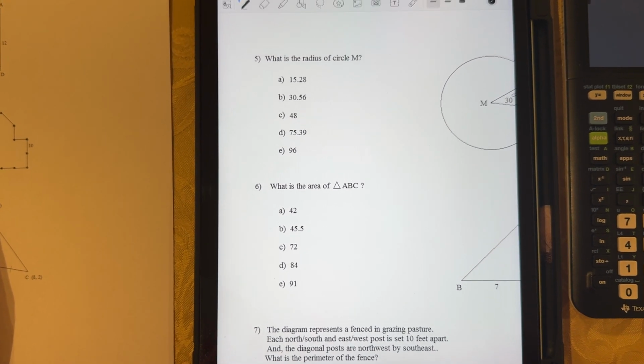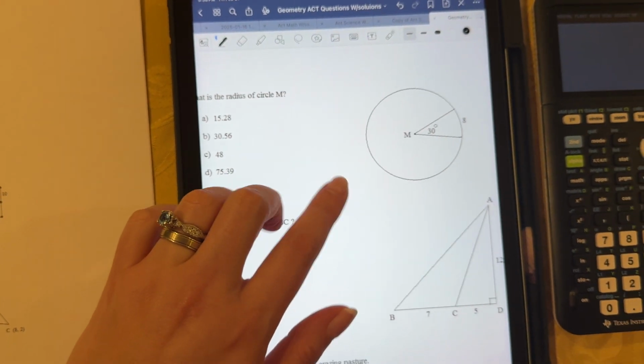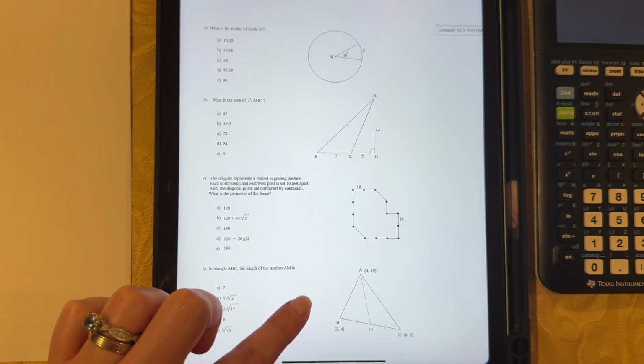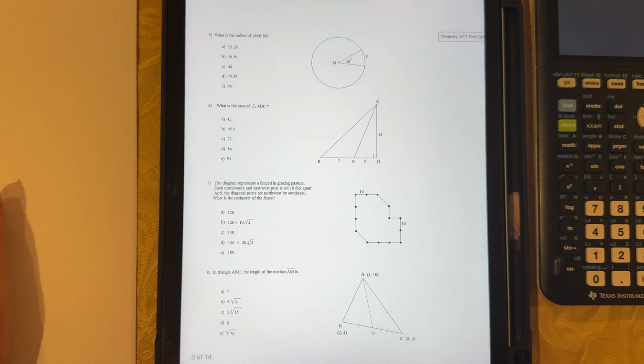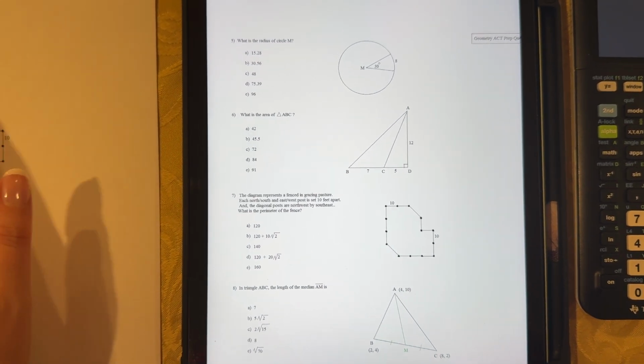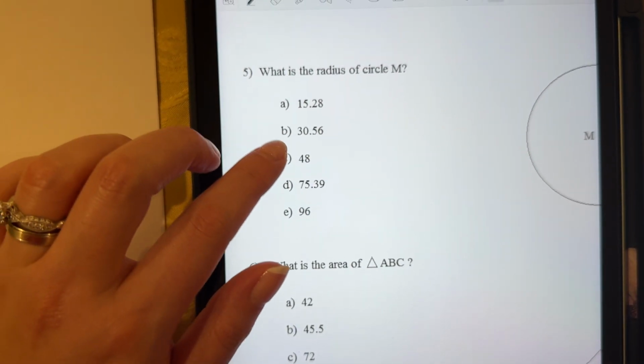In today's review, we're going to cover circles, formulas for triangles, perimeter, midpoint formula, Pythagorean theorem, distance formula. So without further ado, let's get started.